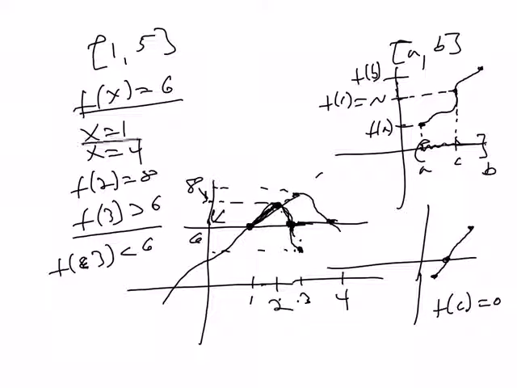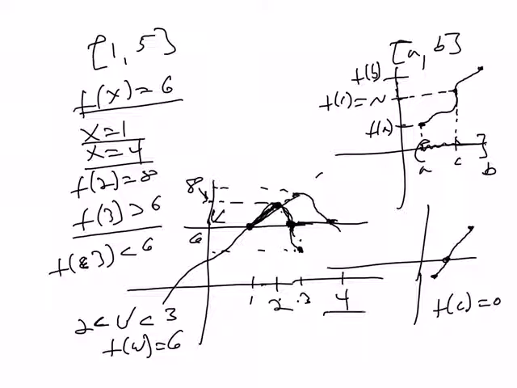Because you're going to have x equals 1, x equals 2, and then you're going to have, for some c, between 2 and 3. Well, let's not call it c because that's confusing with the equality. W is greater than 2 and less than 3, right? We're going to have a w such that f of w equals 6.